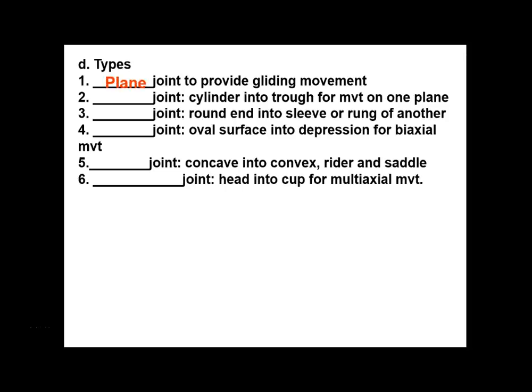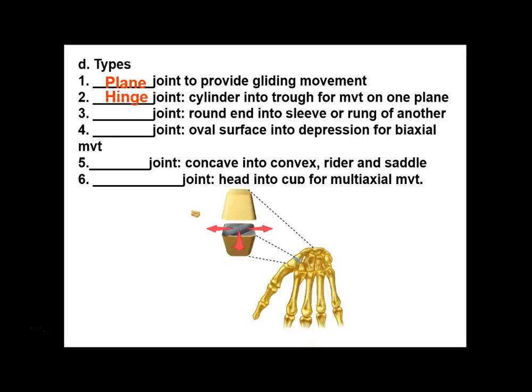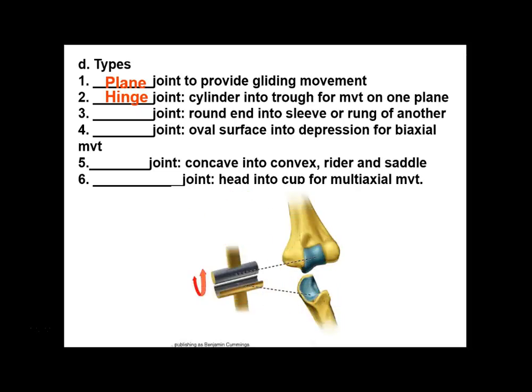We have plane joints that provide a gliding movement. That would be like in your wrist bones. For example, you've seen queens that just wave from side to side. That would be a plane joint giving you a gliding movement. Another type of joint is a hinge joint. That's going to be movement on one plane. Think about a hinge on a cabinet. It allows the cabinet to open on one plane and then go back. That would be like your elbow or your knee.